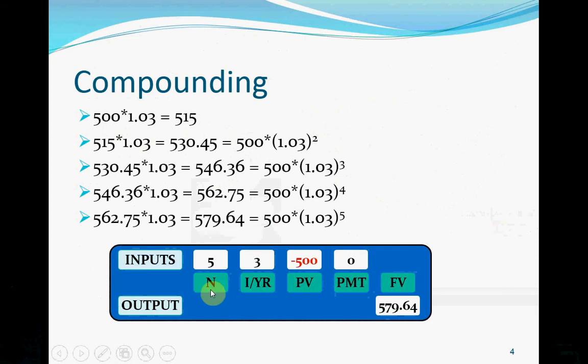There are basically 5 major factors in your financial calculator. You have N, which stands for number of periods. You have I, which stands for interest rate. Be careful, you need to put the number 3 for 3%. I know some of you are thinking that 3% is 0.03 mathematically speaking, but in your financial calculator you should put 3 for 3%. Do not put 0.03.